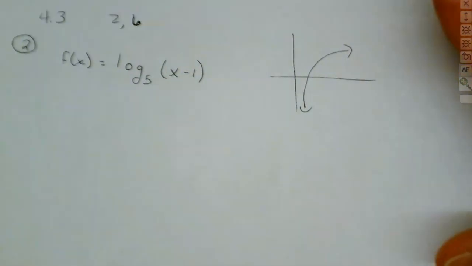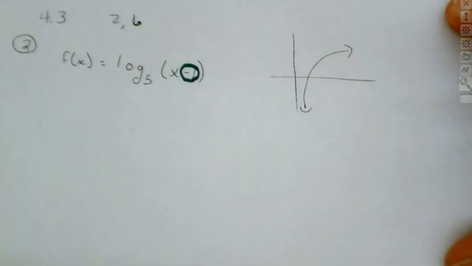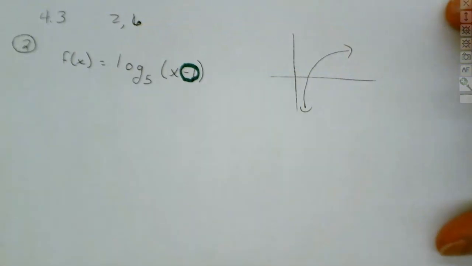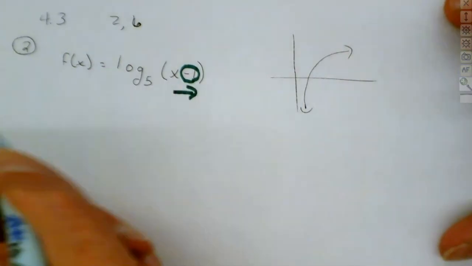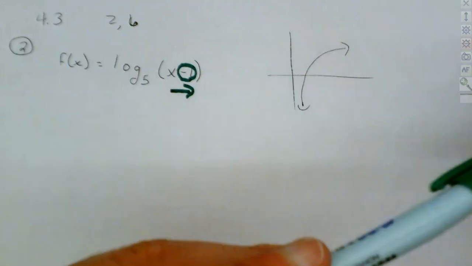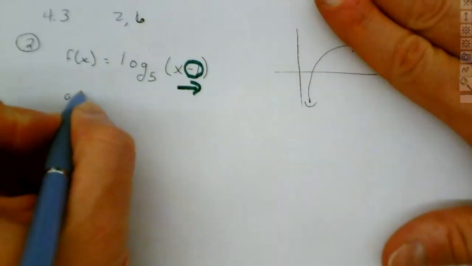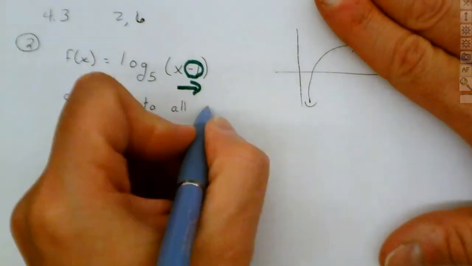Okay. Now, remember our translations. What is this negative 1 here going to do? Well, that negative 1 is inside the operation. When it's inside the operation, that's the opposite of what you think it should do. So instead of it moving it back to the left, it's going to move it forward to the right, 1 unit. So then we're going to have to add 1 to all the x's.